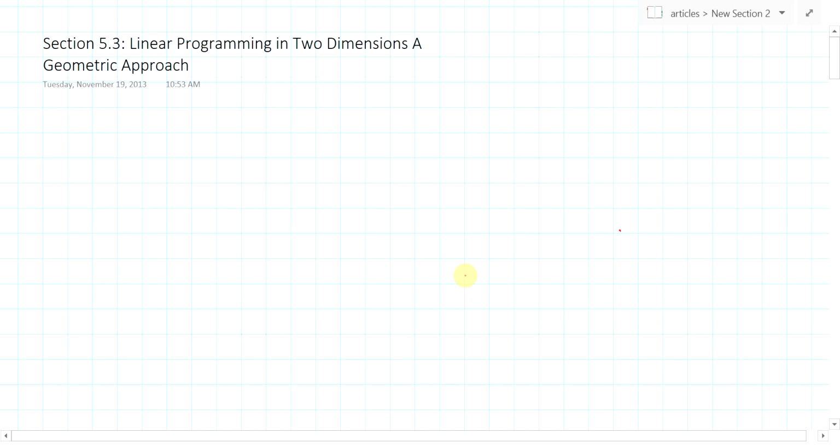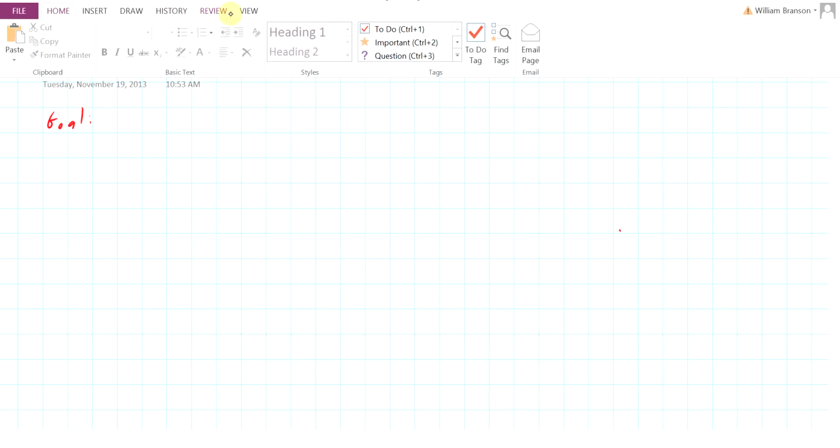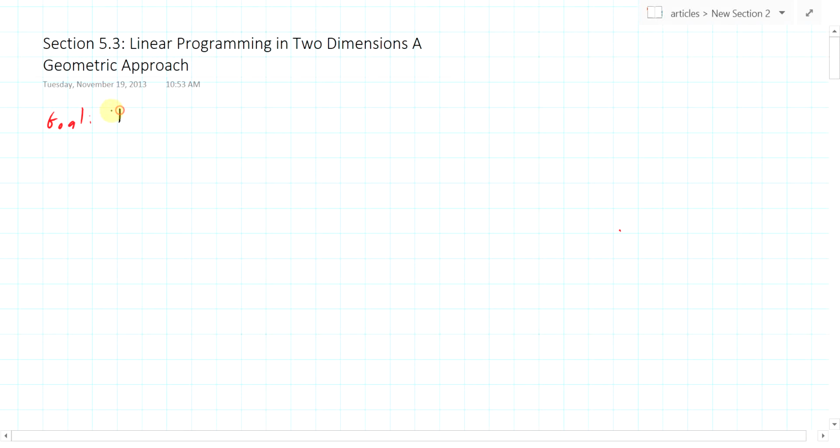Okay, here we are at the last section for this semester, section 5.3, linear programming in 2 dimensions, a geometric approach. So, what do we want to do? We move back out of red ink, back to blue ink, black ink actually. Black ink, go.